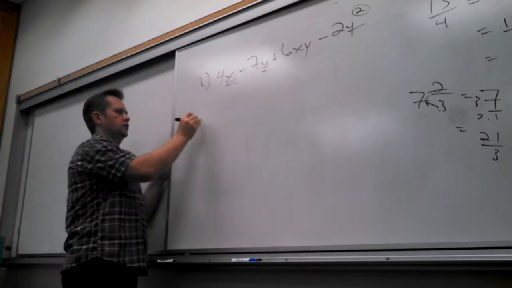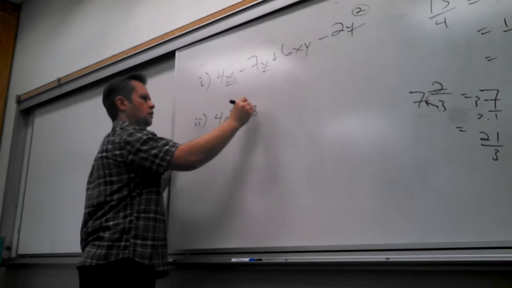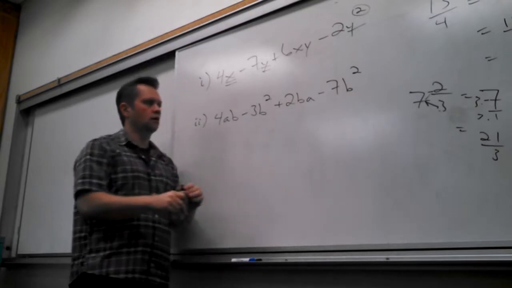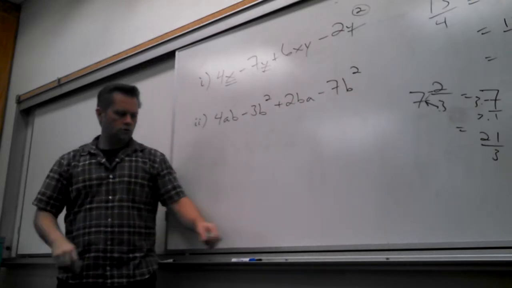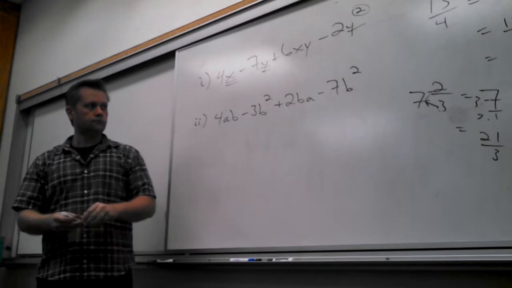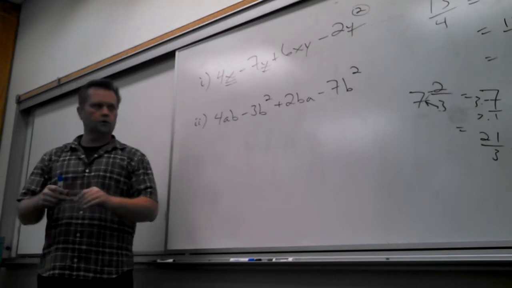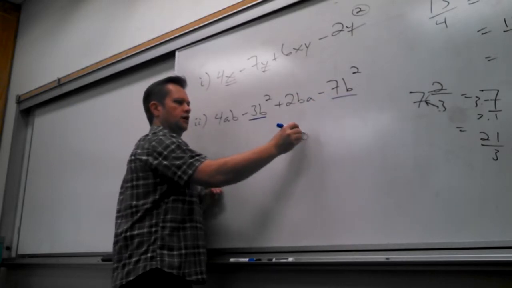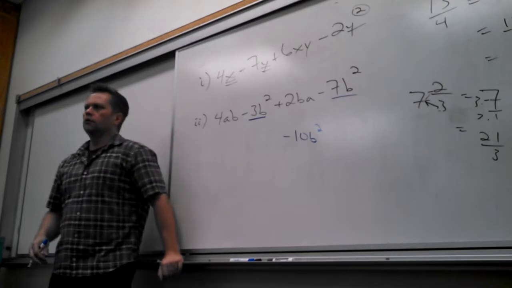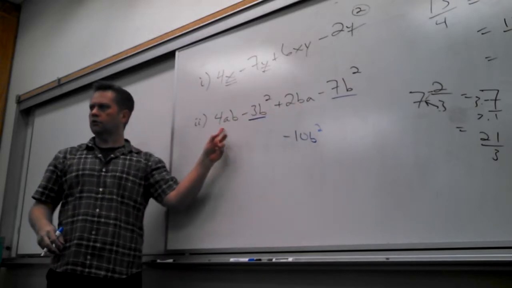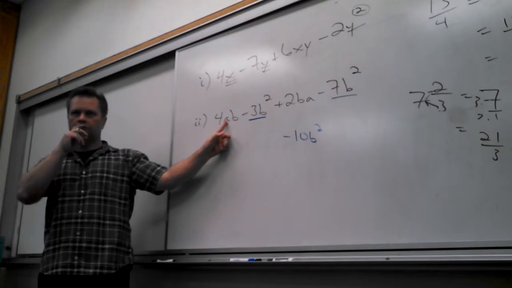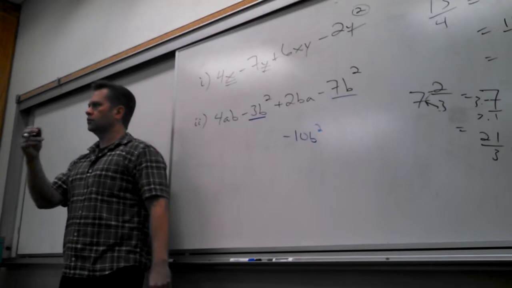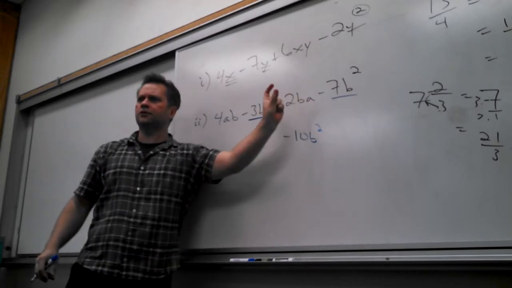All right, maybe. So what about this here? All right, so good. So the negative 3b squared, negative 7b squared makes negative 10b squared. So what about these? 6AB. How many a's does this have? How many b's? How many a's does this have? How many b's? They're like terms. I just wrote this out of order, that's all.